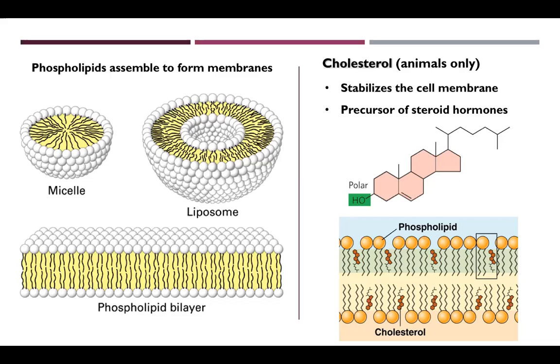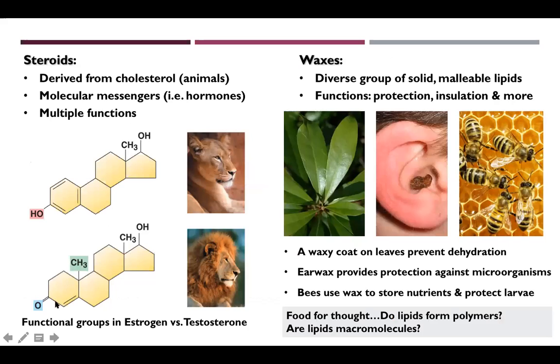Cholesterol is an example of a lipid. They stabilize the cell membrane. So here's the cell membrane, and there's some little cholesterols in there. They can be steroids, so estrogen versus testosterone, which are molecular messengers. You can also find them as waxes.